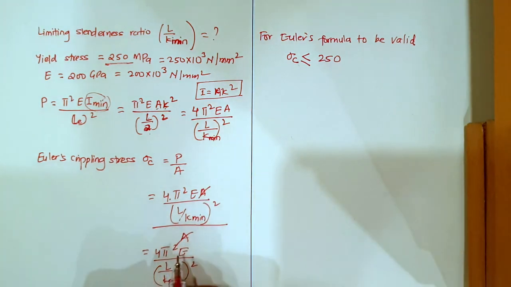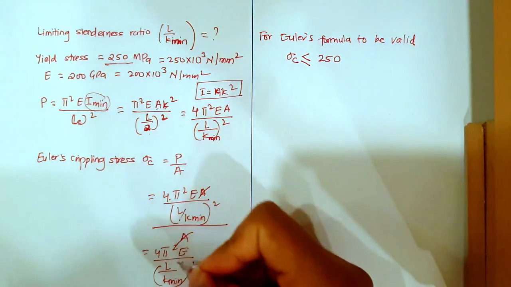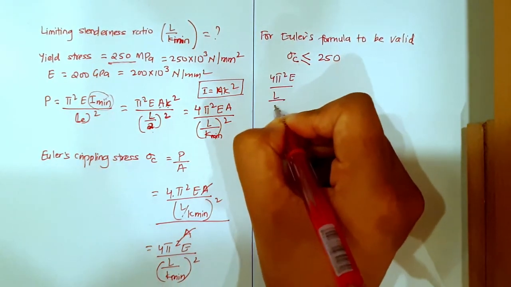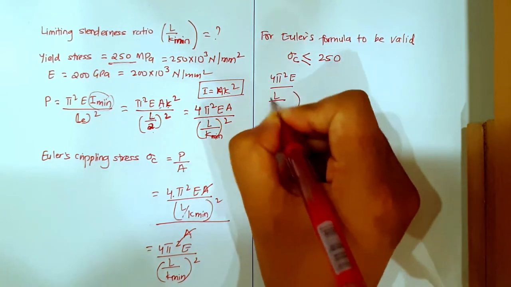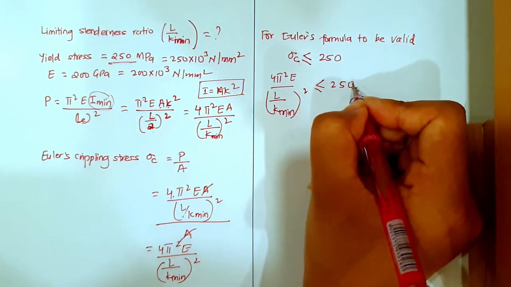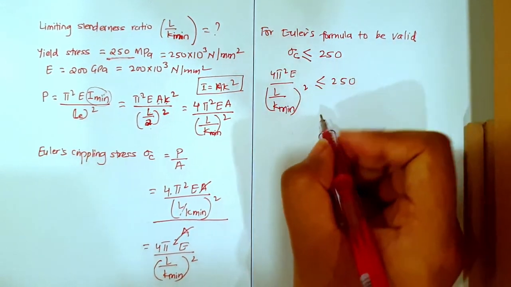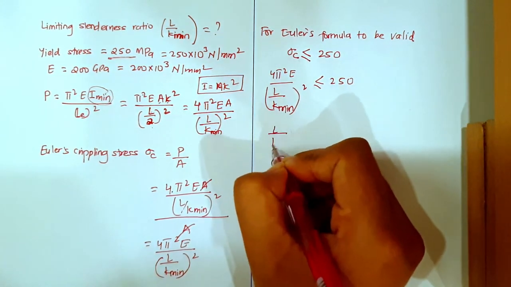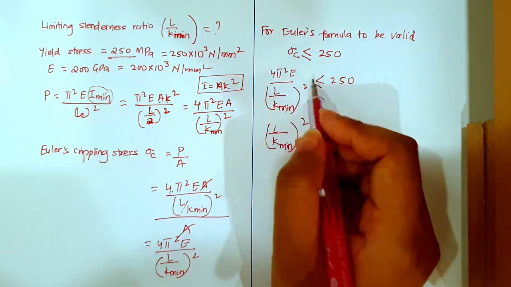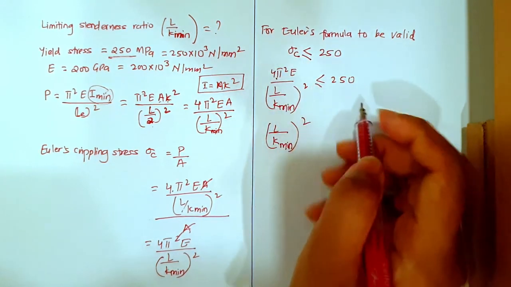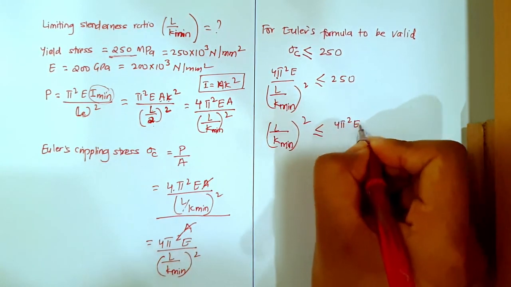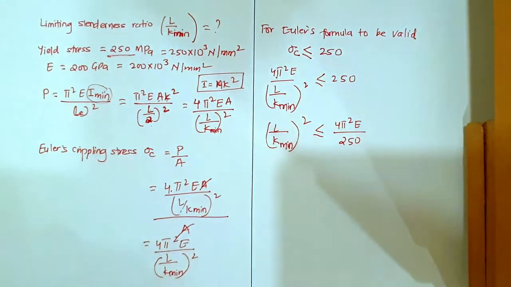Now let me write this one: 4 pi square E by L by k minimum the whole square. This is my sigma c value, should be less than or equal to 250, right? Now from here, if I bring L by k minimum the whole square to the other side, this one will go to the right hand side, and I'll have 4 pi square E by 250.